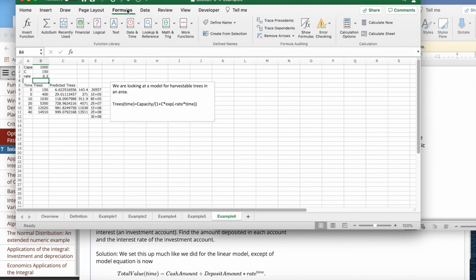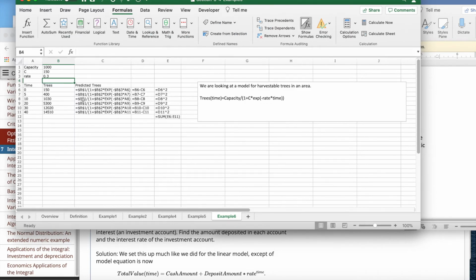If I look at my formulas, we'll see that I've simply taken capacity C and rate and plugged them into the equation that gave me my model. That gave me a predicted value for the amount of trees. I look at the difference between the two, square it, add them up. That'll be the sum of squares error. I'd like to minimize that. And so I'm going to do it by finding the minimum using Solver.